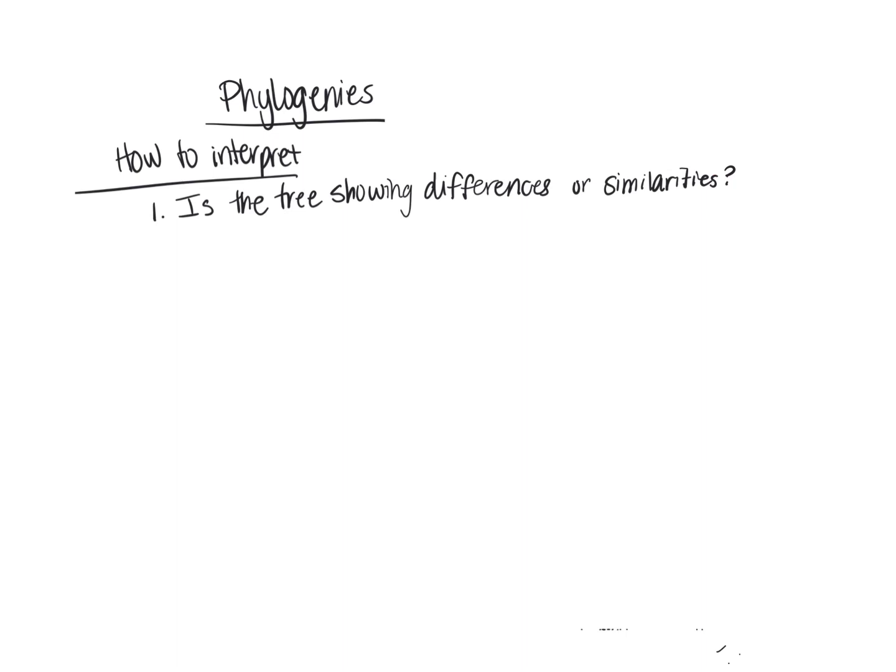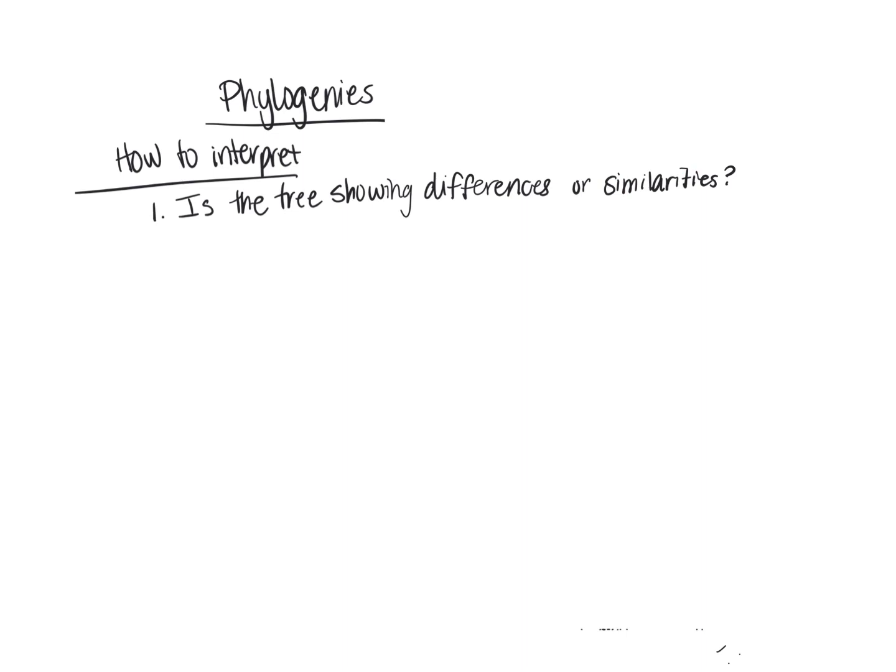So the first thing you'll want to do is look at the table heading or the information on the phylogenetic tree to get in the right mind frame. Am I looking at differences between organisms, or am I looking at similarities between organisms?